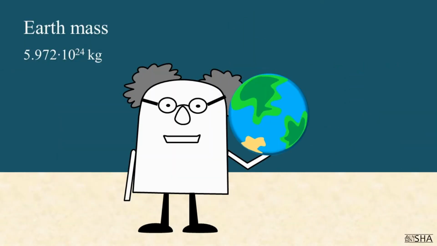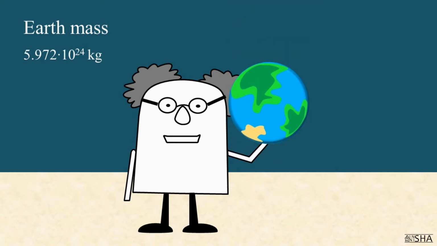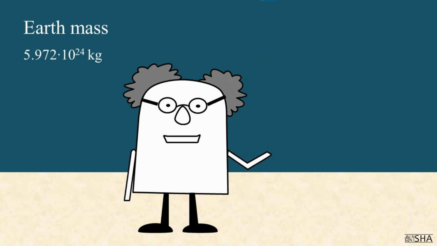Mass of the Earth is 5.972 times 10 to the power of 24 kilograms. We have written this number in standard form.